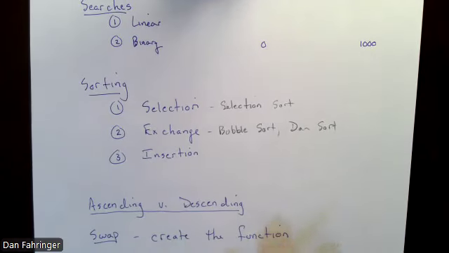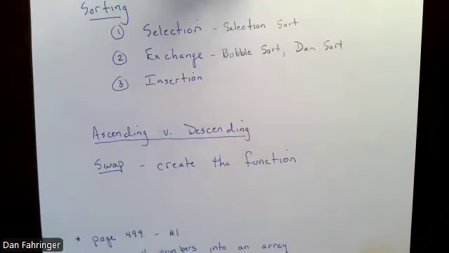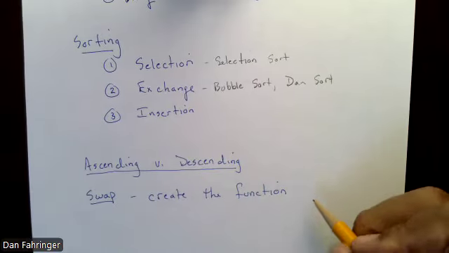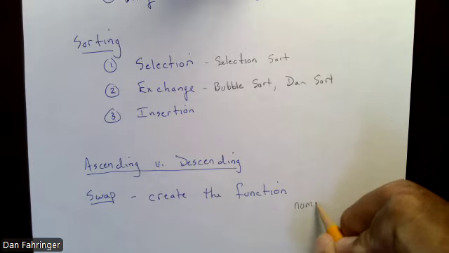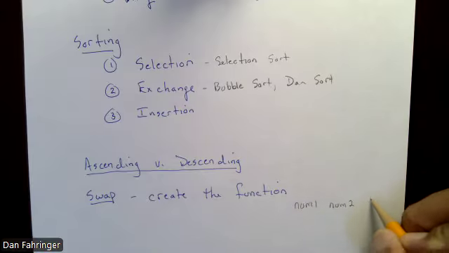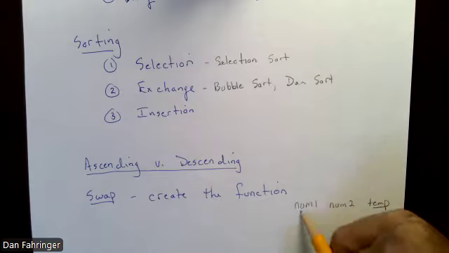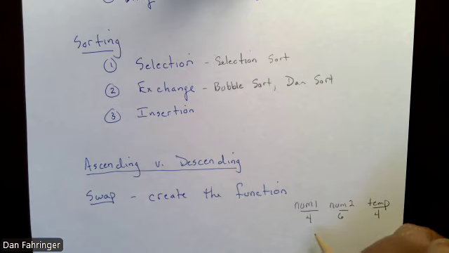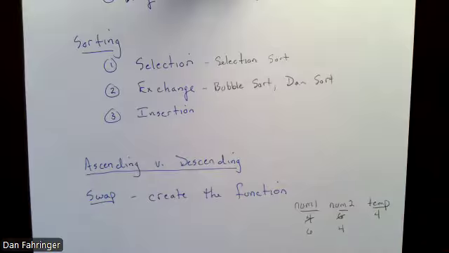Dealing with sorting, you needed to know ascending and descending, low to high and high to low. All of that was in the lecture, so I don't have to repeat it. Okay, it was really popular. Swap. Swap simply took a value, num1, a value, num2, and we needed a temp. And say this was 4 and this was 6. We made this 4. We made this 6. We made this 4. We moved those values around.